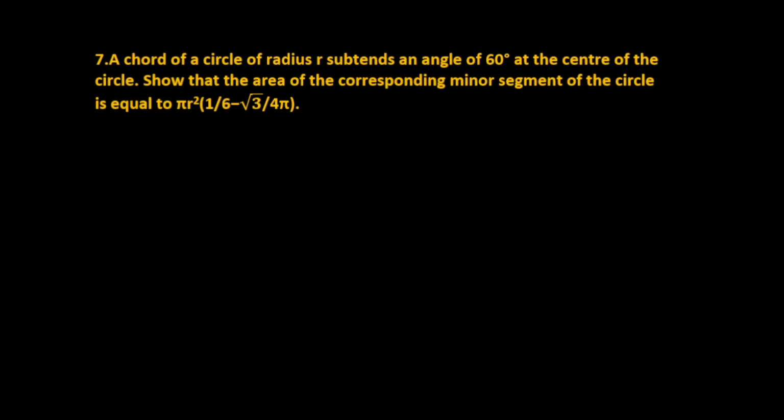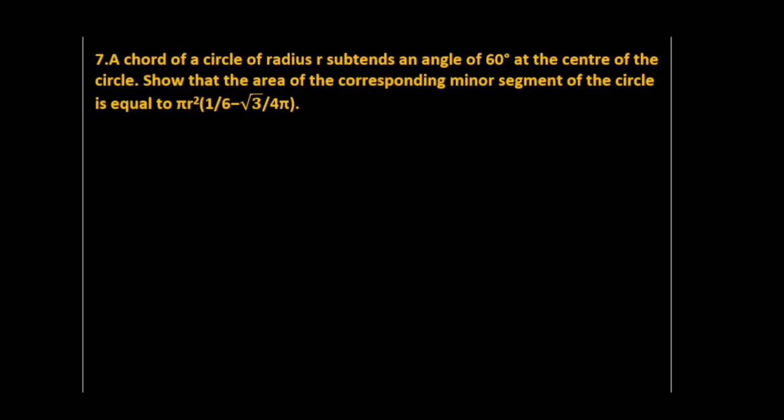Seventh question. A chord of a circle of radius r subtends an angle 60 degree at the center of the circle, show that the area of the corresponding minor segment of the circle is equal to pi r squared times 1 by 6 minus root 3 by 4 pi.